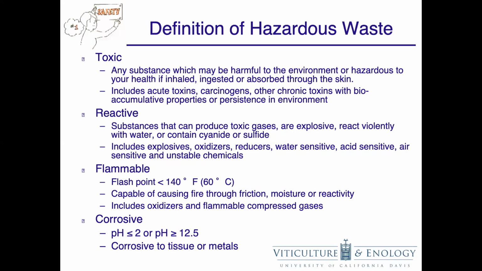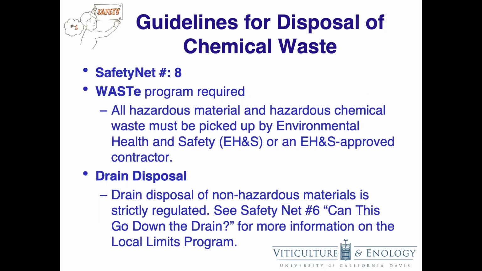Corrosive substances have a pH less than or equal to 2 or greater than or equal to 12.5 and are corrosive to tissues or metals. Guidelines for disposal of chemical waste can be found in Safety Net 8. Another of the online safety tools is the waste program. This tool creates a hazardous waste label and sets a timer on the waste for when it needs to be picked up. All hazardous material and hazardous chemical waste must be picked up by environmental health and safety or an EHS approved contractor. Not many chemicals can go down the drain, and drain disposal of non-hazardous chemicals is strictly regulated. More information on this can be found in Safety Net 6.